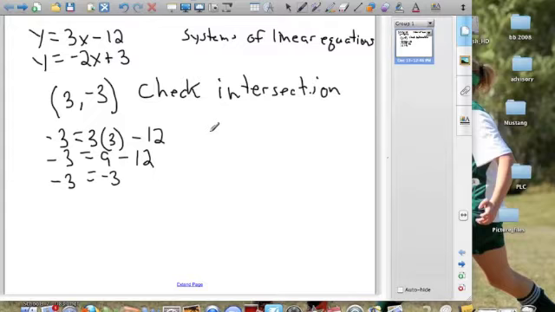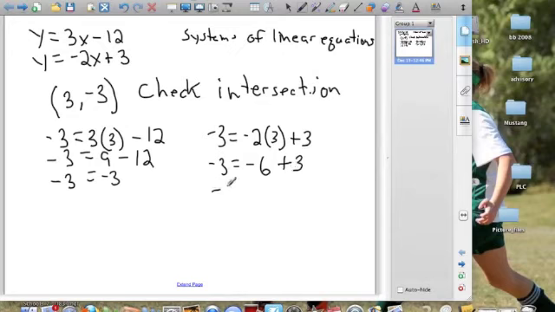The second linear equation, let's substitute in again: -3 is equal to -2 times 3, plus 3. And we end up with -3 is equal to -6 plus 3. And again, we get -3 is equal to -3. So both linear equations work for (3, -3), so it is the solution. It is where these two lines would cross on your graph.